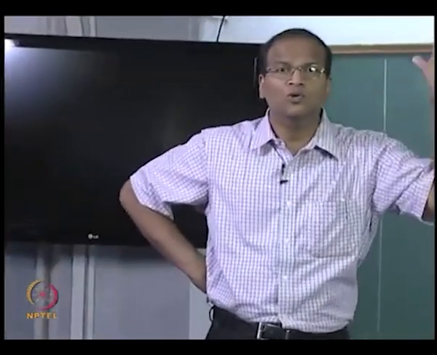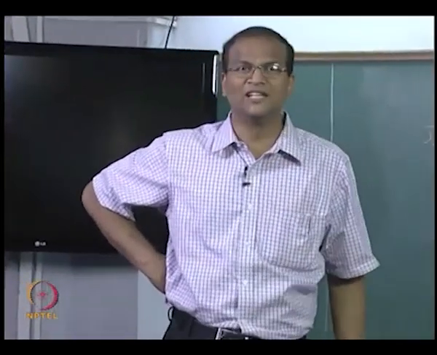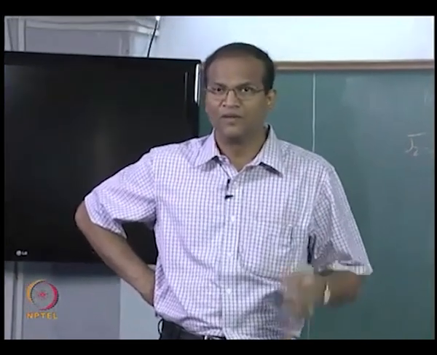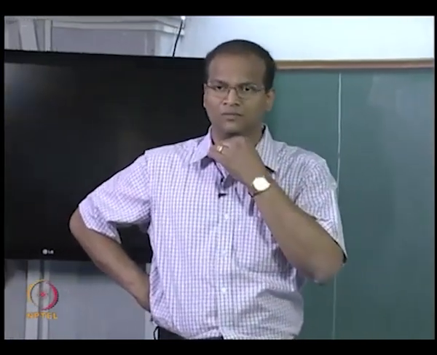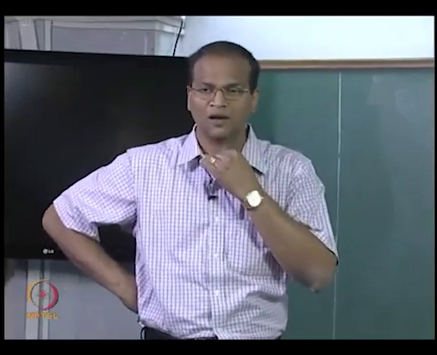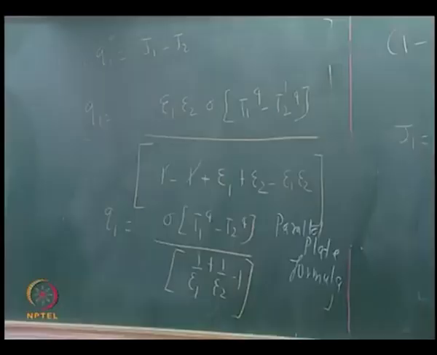If surface 2 is the surroundings at T infinity, what is epsilon 2? 1. 1 by epsilon 2 is 1, so that 1 by epsilon 2 minus 1 will get cancelled. T2 will be T infinity, therefore Q will be epsilon sigma T to the power of 4 minus T infinity to the power of 4. Therefore, in the asymptotic limit of the second surface being the ambient at T infinity, this formula works.